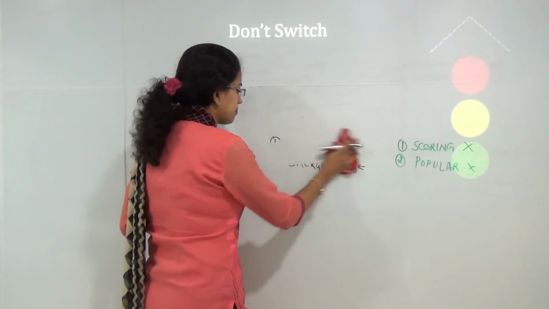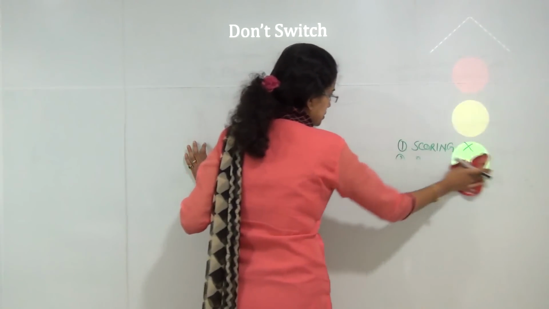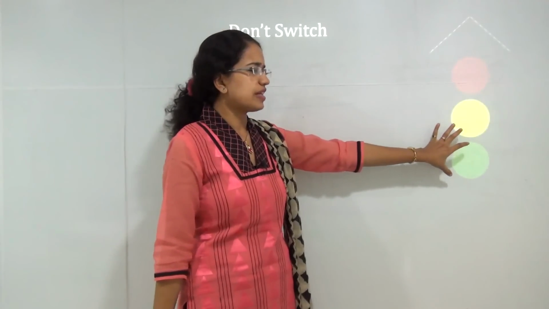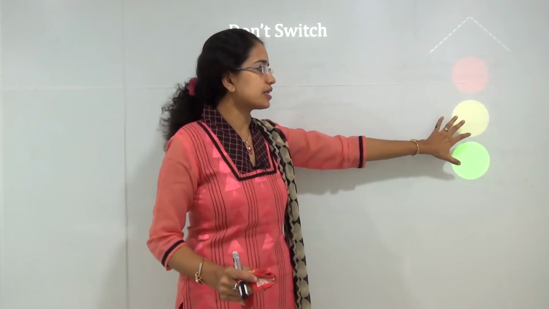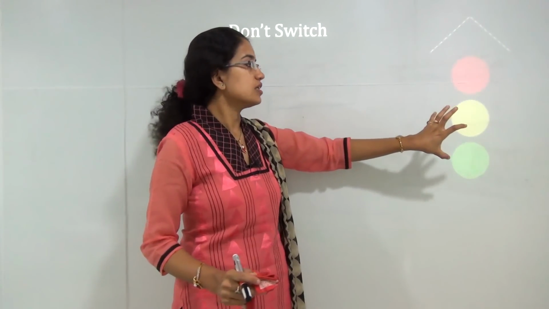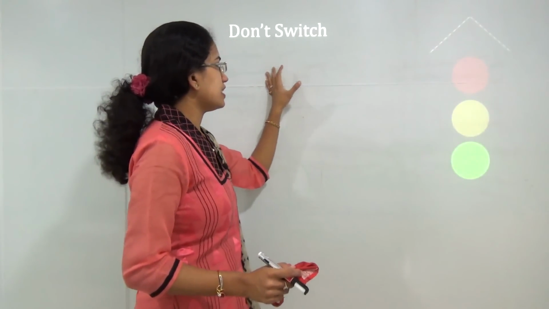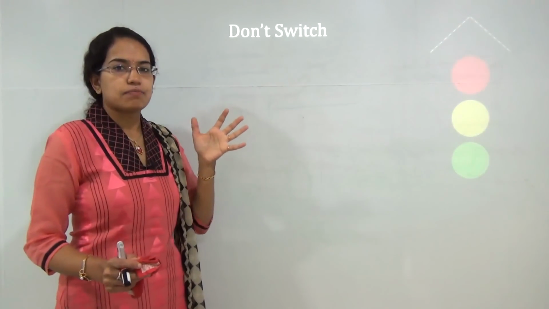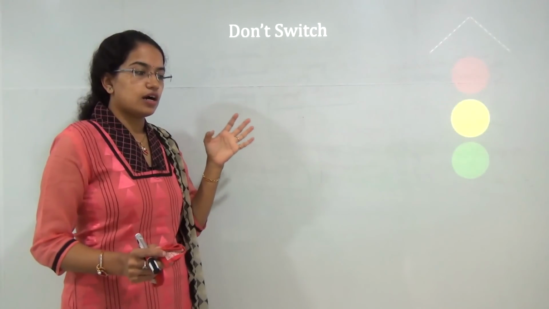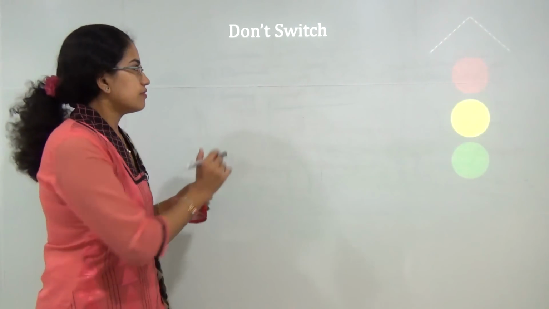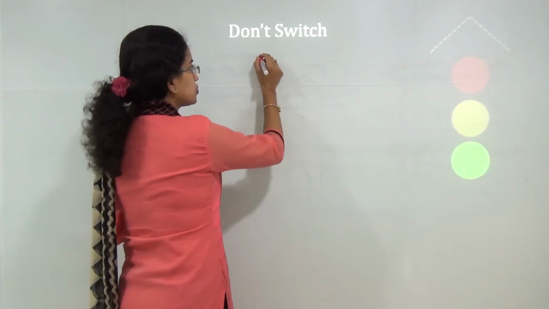The next most important thing is never switch. If you try to focus on the lights here, you will get puzzled if you continuously see them, because it's not stable, it's flickering. Similarly, if you are switching, that means you are not focusing exactly on what you want to achieve. When I say don't switch, I mean 2 things.